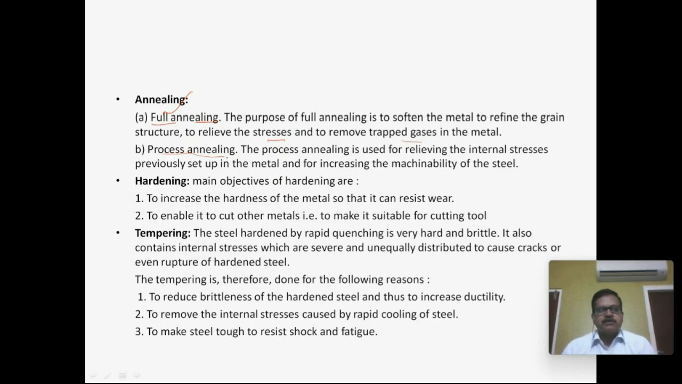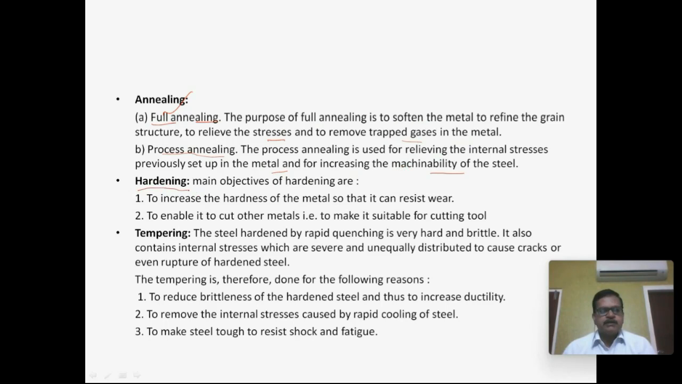Next, process annealing. The process annealing is used for relieving the internal stresses set up in the material and for increasing the machinability. So in full annealing we are softening, relieving the stresses and also removing the trapped gases, whereas here we are relieving the stresses as before, and also we are increasing the machinability of the steel. So this is called process annealing.